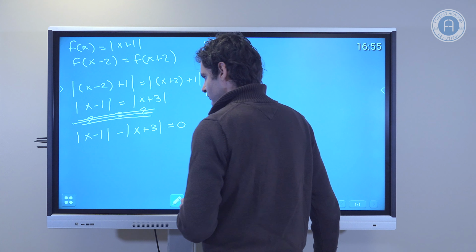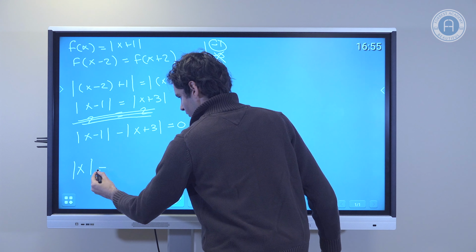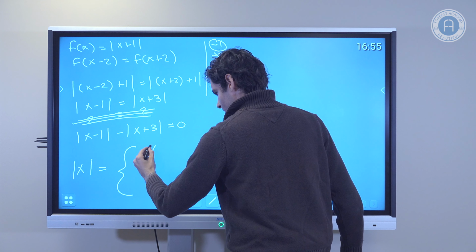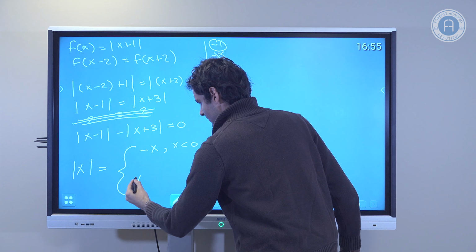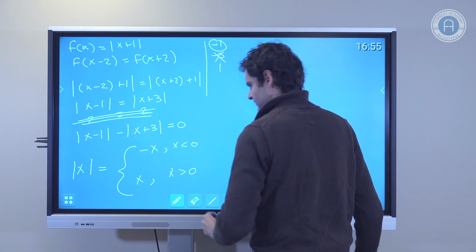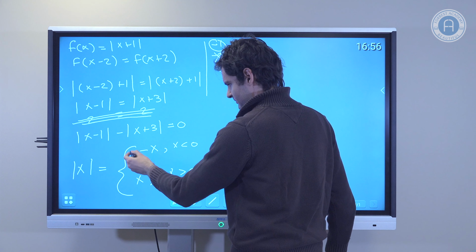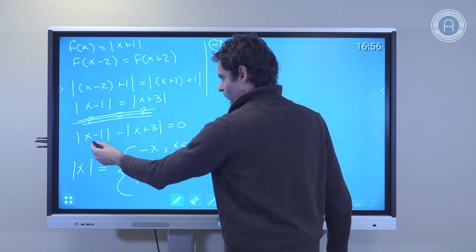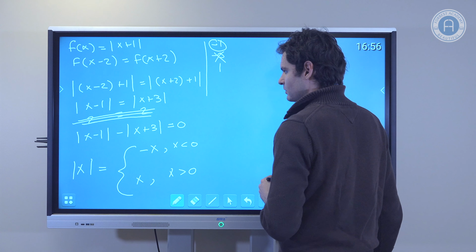Let's remember what the absolute value means. So the absolute value of x is equal to minus x if x is negative, and x if x is positive. So the absolute value gives you like two cases, right? You have like the negative branch, let's call it like that, and the positive branch, right? So we need to check using this definition, explore this equation here.